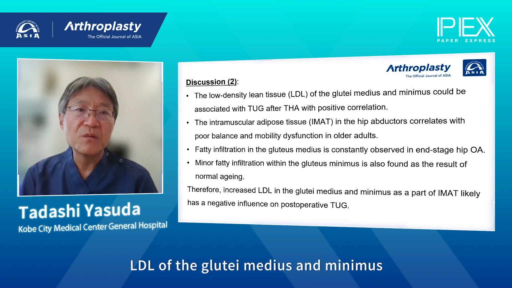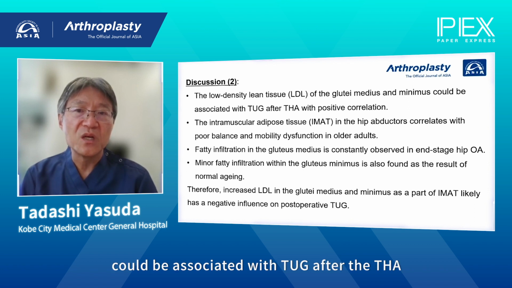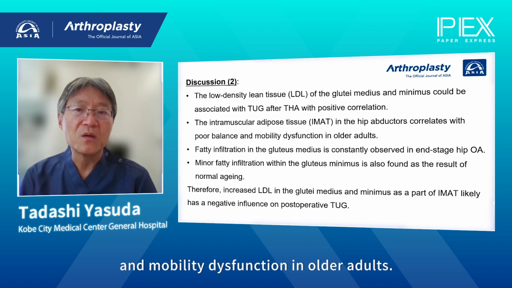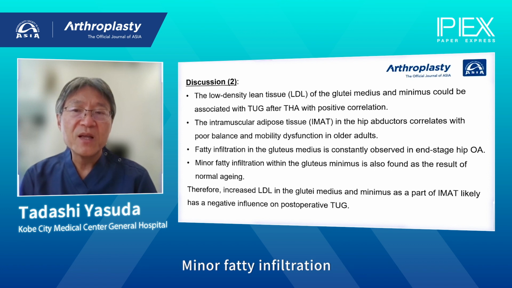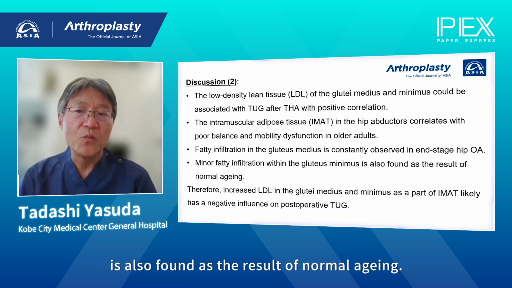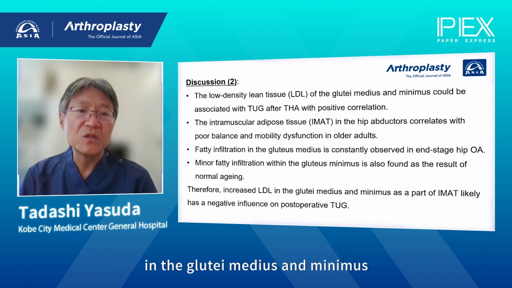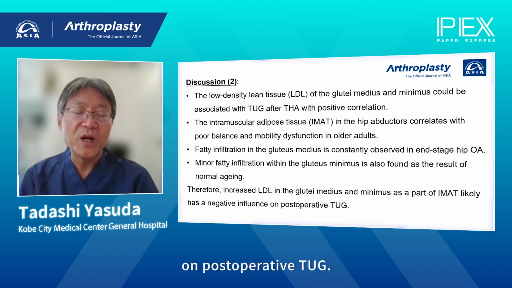LDL of the gluteus medius and minimus could be associated with TUG after THA with positive correlation. IMAT in the hip abductors correlated with poor balance and mobility dysfunction in older adults. Fatty infiltration in the gluteus medius is constantly observed in end-stage hip OA. Minor fatty infiltration within the gluteus minimus is also found as a result of normal aging. Therefore, increased LDL in the gluteus medius and minimus as a part of IMAT likely has a negative influence on postoperative TUG.